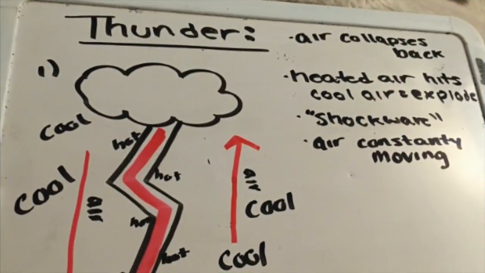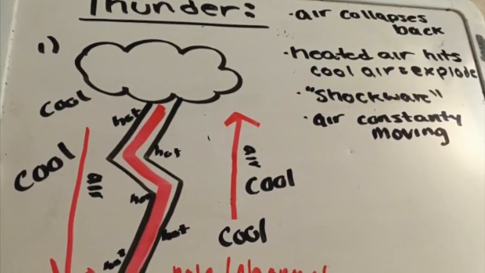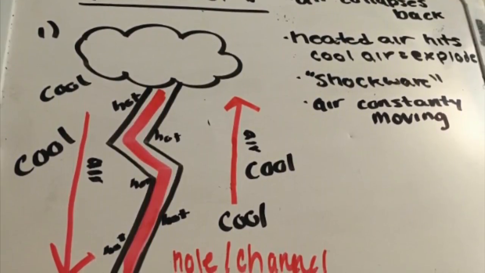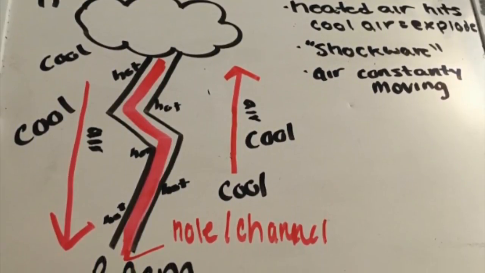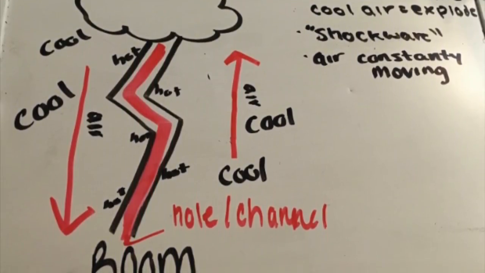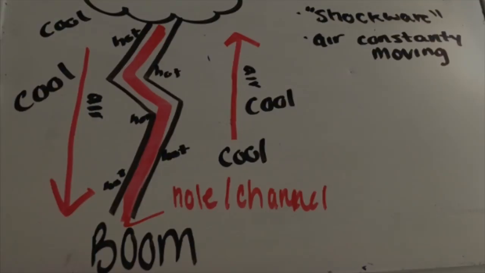When lightning occurs, the lightning creates a channel or hole which the electrons travel toward the positively charged trees or ground. Once the lightning has struck, hot air is released and is constantly moving within the cool air until the air collapses into the cloud, creating the boom sound, also known as the shock wave.